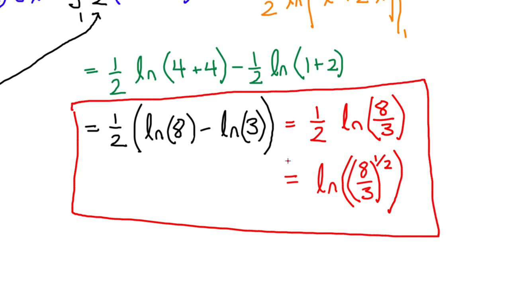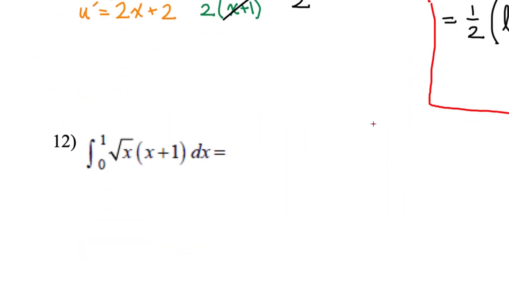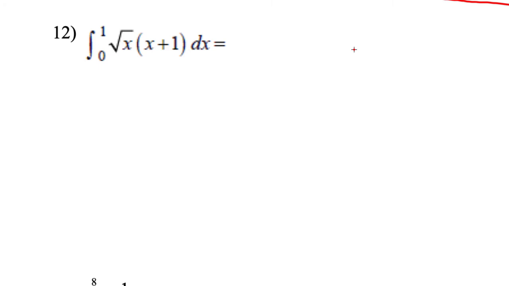Yeah, using rules of logarithms, because again, there's going to be multiple choice. Maybe they'll give you something like natural log of square root of 8 over square root of 3. And you're like, what? How did you get from here to there? And yeah, there are a lot of steps that you might need to review. Number 12.